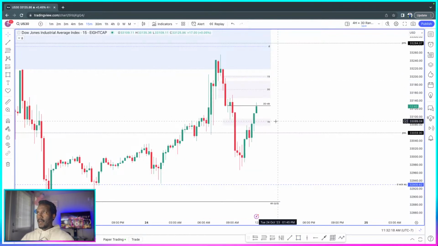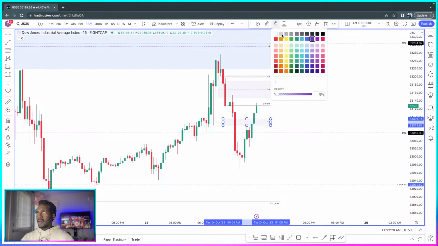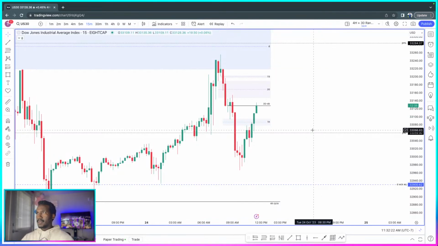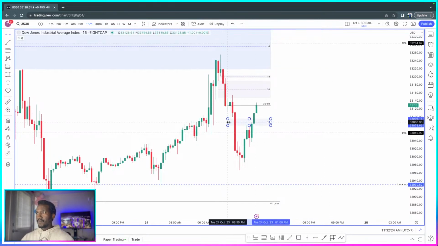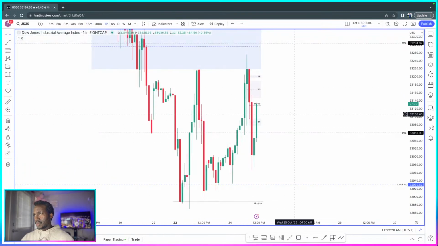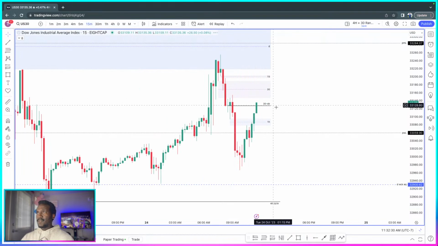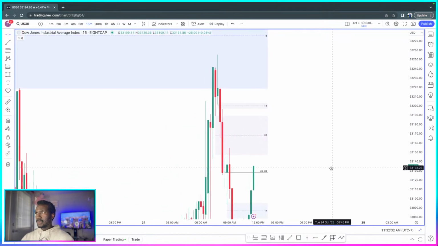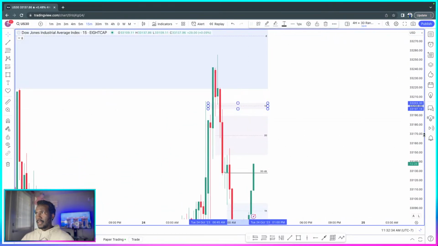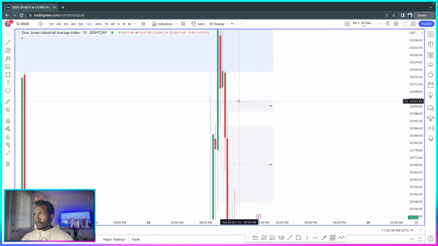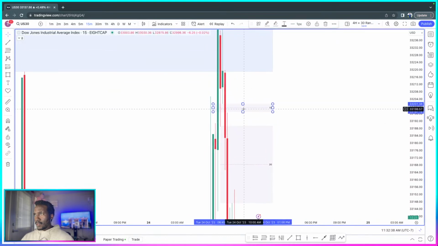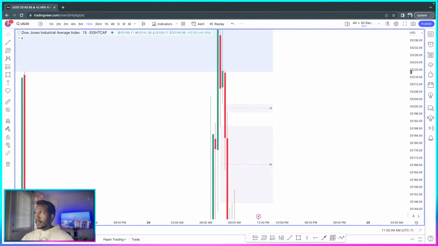15-minute. 1 hour I can have it as blue because it's pretty much a high time frame thing. That one can be there, I believe. It's in there, yes it is. And then on the 15-minute we do have that right there.